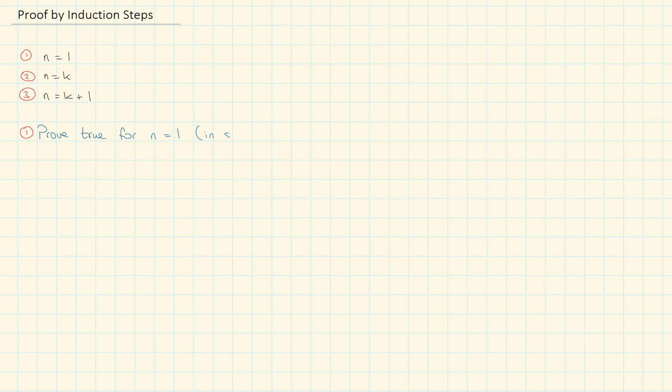Now it's just important to note n can be greater than 1. So they might tell you it's greater than or equal to 2, greater than or equal to 3, greater than or equal to 4, and so on. That's simply the number that you start on for step 1.